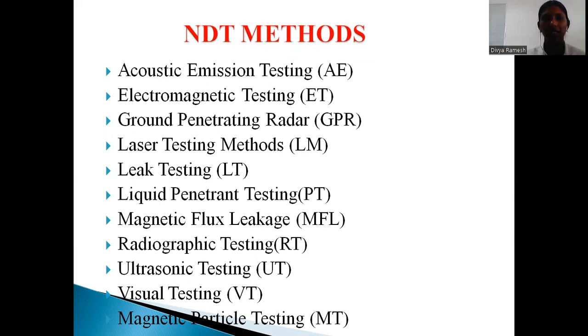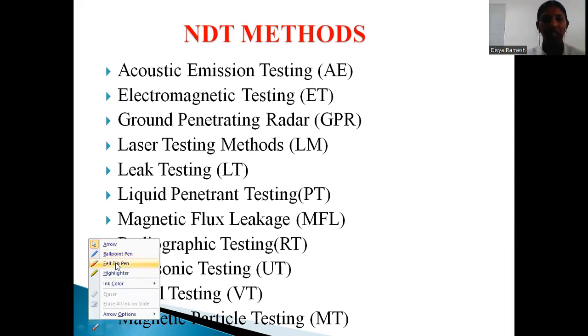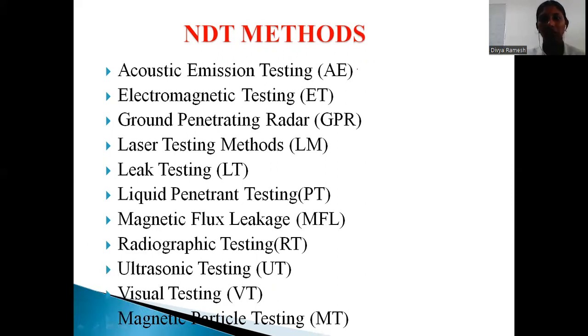In liquid penetrant testing, they will use some spray-like liquid in order to find the surface defects. Different types of sources are used for different types of testing. For example, consider acoustic emission. In acoustic emission, they will use waves, sound waves or ultrasonic waves, and with the help of those waves they test the specimen.